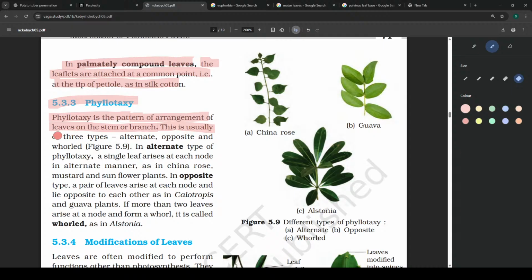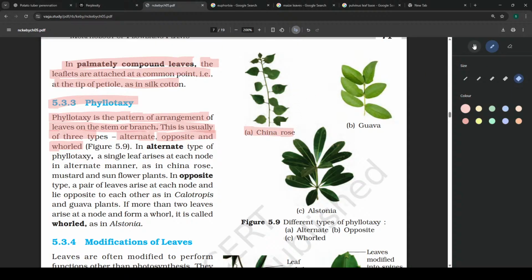This is usually of three types. There are three types of phyllotaxy, that is alternate, opposite, and whorled. Phyllotaxy is a pattern of arrangement. It is important to observe that it is a pattern of arrangement of leaves on the stem or branch, and there are three types: alternate, opposite, and whorled. In the case of a China rose, it is alternate phyllotaxy.